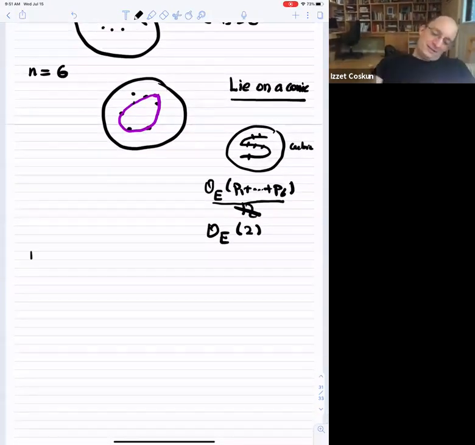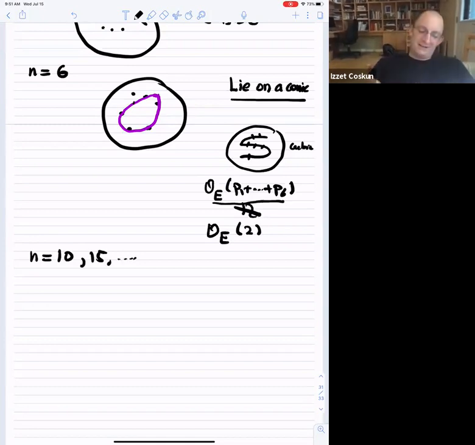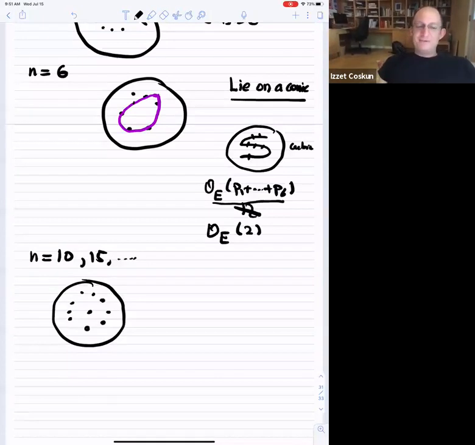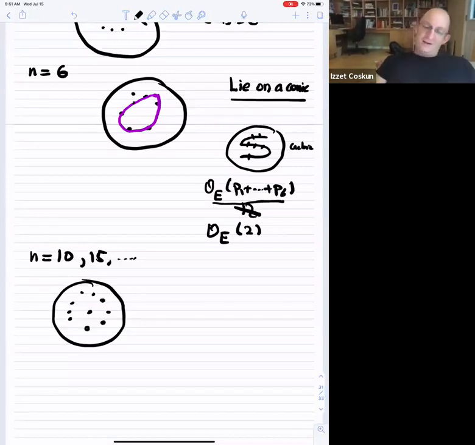And now, of course, you can see the pattern. Suppose that I said 10, 15, and so on and so forth. If I have a triangular number, if I had 10 points, what would you tell me the most special configuration was? 1, 2, 3, 4, 5, 6, 7, 8, 9, 10. By now, hopefully people see the induction. So what's the answer? Lying on a cubic. Lie on a cubic.